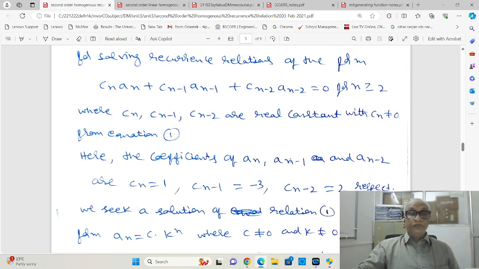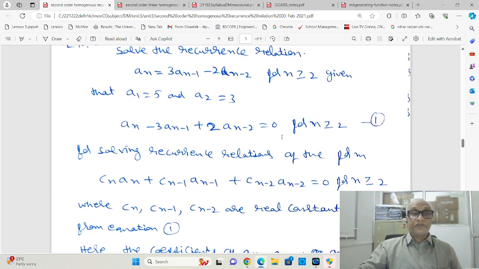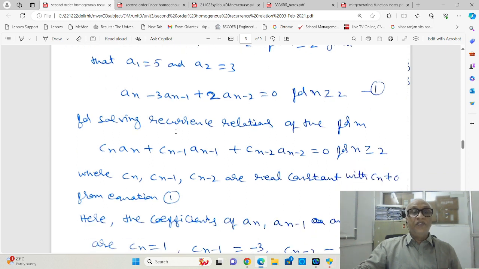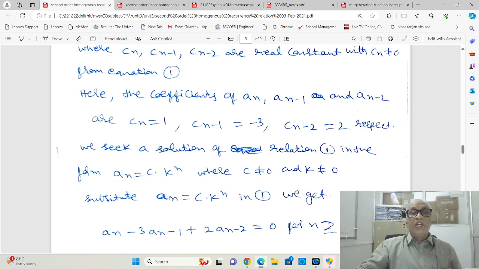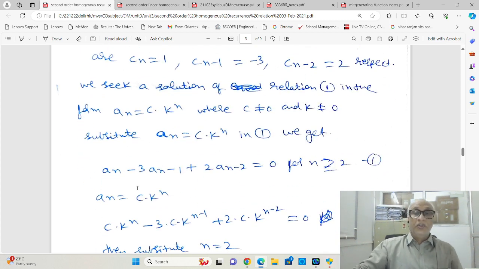Now what are the coefficients? Our coefficients will be how much? The coefficient cn will be equal to 1, cn minus 1 will be equal to minus 3, cn minus 2 will be equal to 2. We have to refer to this. Take the constant values. First constant is 1, second constant is minus 3, third constant is 2. So we have put the same thing here. So how are we going to get the solution? We are going to get the solution by this replacement. What is the replacement? an equal to ck to the power of n. So this is our equation.